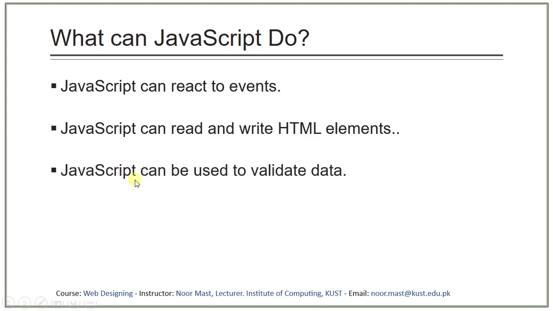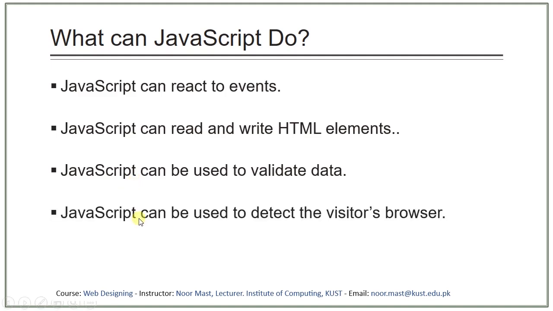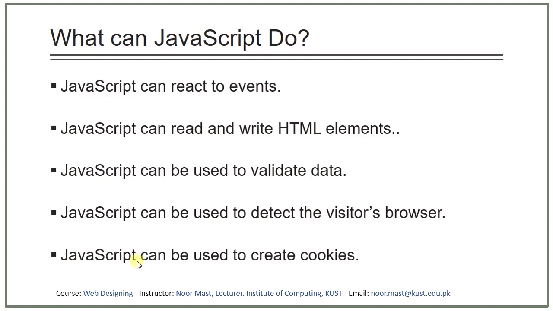A JavaScript can be used to validate form data before it is submitted to a server. This saves the server from extra processing. A JavaScript can be used to detect the visitor's browser and, depending on the browser, load another page specifically designed for that browser. A JavaScript can be used to store and retrieve information on the visitor's computer.